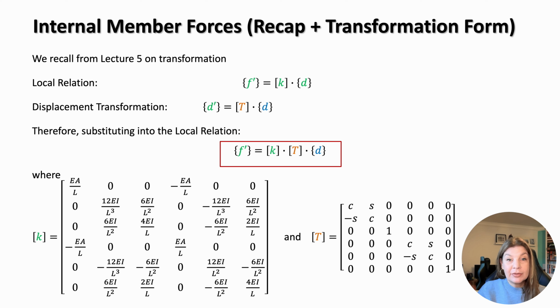K is the element stiffness matrix in local axes, and T is the transformation matrix that contains the cosine and sine terms that describe the member's orientation into the global system. This expression allows us to calculate axial forces, shear forces, and bending moments in each member, completing the link between the global displacements and internal actions within the structure.